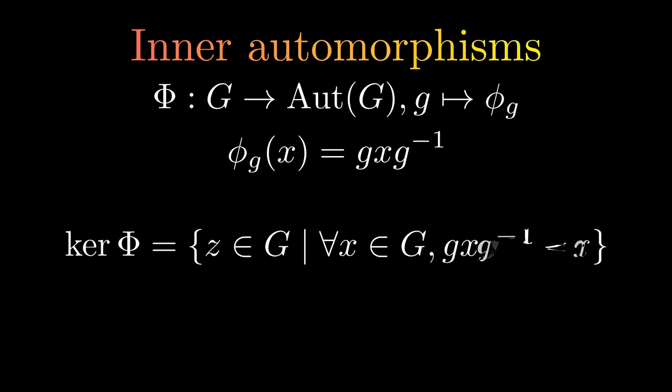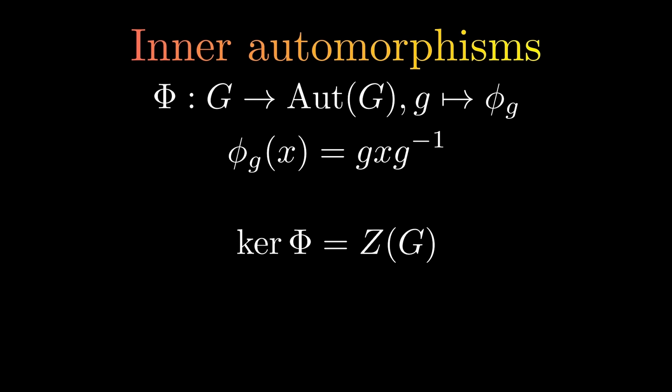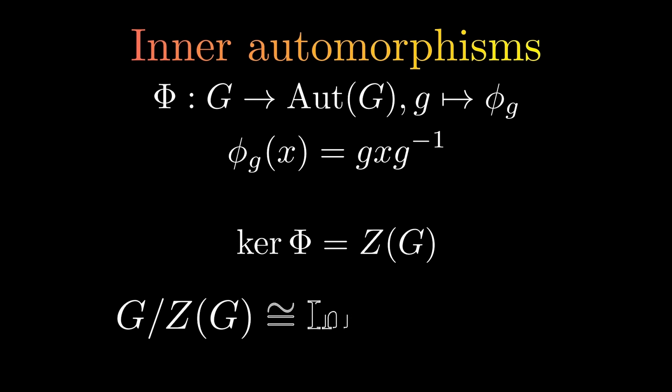After rewriting this, we get that the kernel of the homomorphism is exactly the center of the group. So by the fundamental theorem on homomorphisms, we get that the quotient of G by the center is isomorphic to the group of all inner automorphisms.